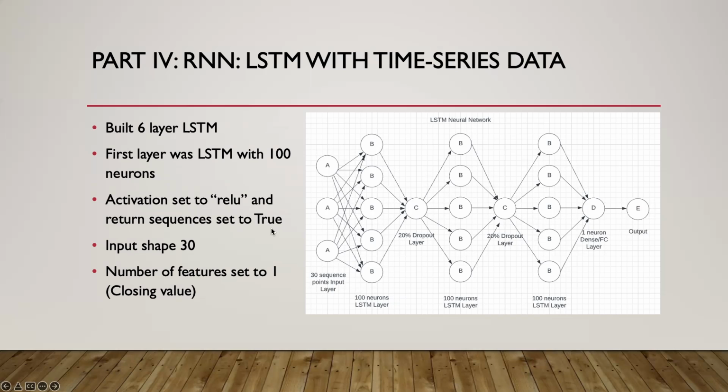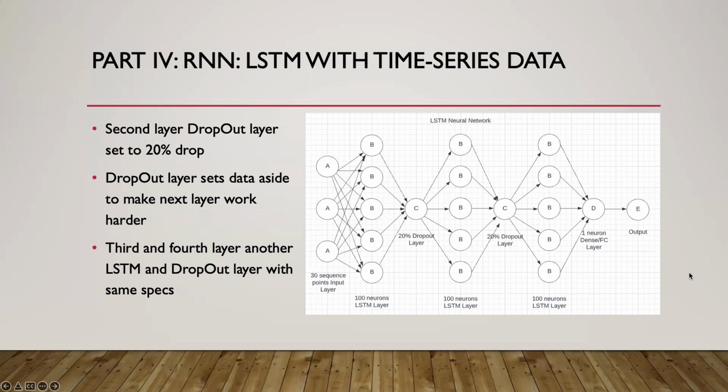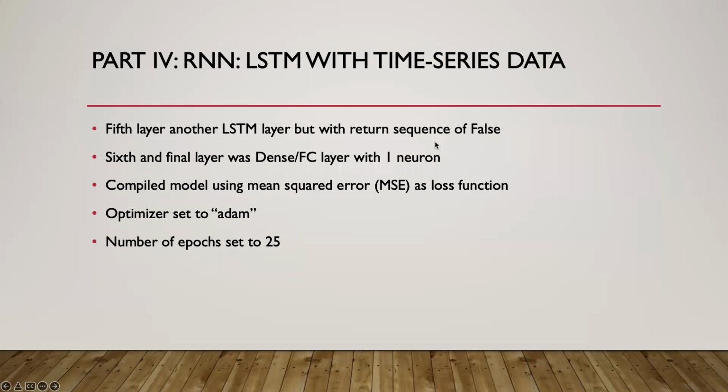Activation was set to ReLU and return sequences is set to true. Return sequences means that this layer right here is going to pass into this, and this, and this. This final layer right here was set to return sequences false. The input shape was 30, as I mentioned earlier. The number of features was set to 1, which is just the closing value, which is what we were looking to predict. Just ran through all that right there.